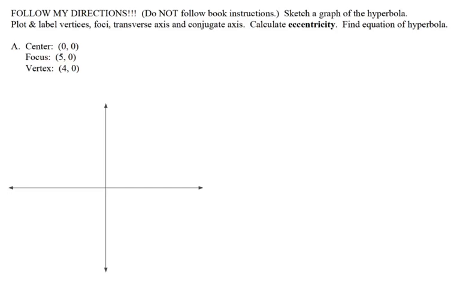Okay, homework. You are not going to follow the book instructions as usual. You're going to sketch a graph of the hyperbola, then we're going to label the vertices, foci, transverse axis, and conjugate axis, and then we're going to calculate the eccentricity and write the equation of the hyperbola. So you're going to do that for all of your homework problems as well.